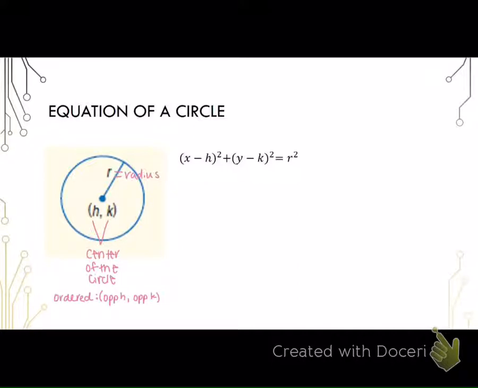So just a few things that you guys need to know. r is your radius. (h, k) is the center of your circle, where h is the x coordinate and k is the y coordinate. And when you write your ordered pair for the center of your circle, because it's being subtracted, h subtracted and k subtracted, you do opposite h, opposite k. All right? So go ahead and get that written down, and then flip to the next page.